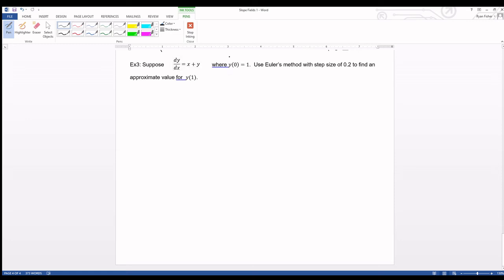And this initial condition is true. So we know that when x is 0, y is 1. We're going to use this method with a step size of 0.2, or h is 0.2, and we're going to try to figure out what the value of y of 1 is, meaning we're going to stop once our value for x is 1. We'll start by making a table. I know that x0 is 0, and I know that y0 is 1.